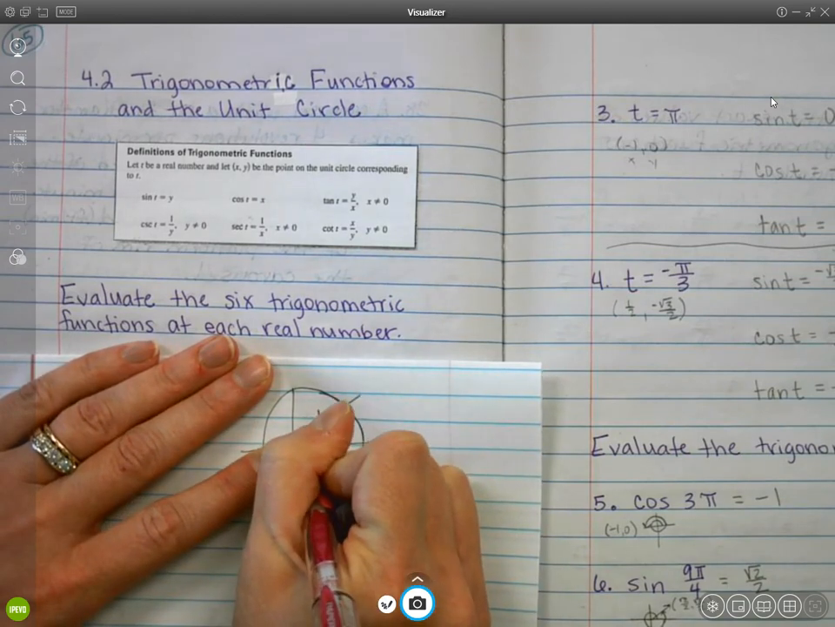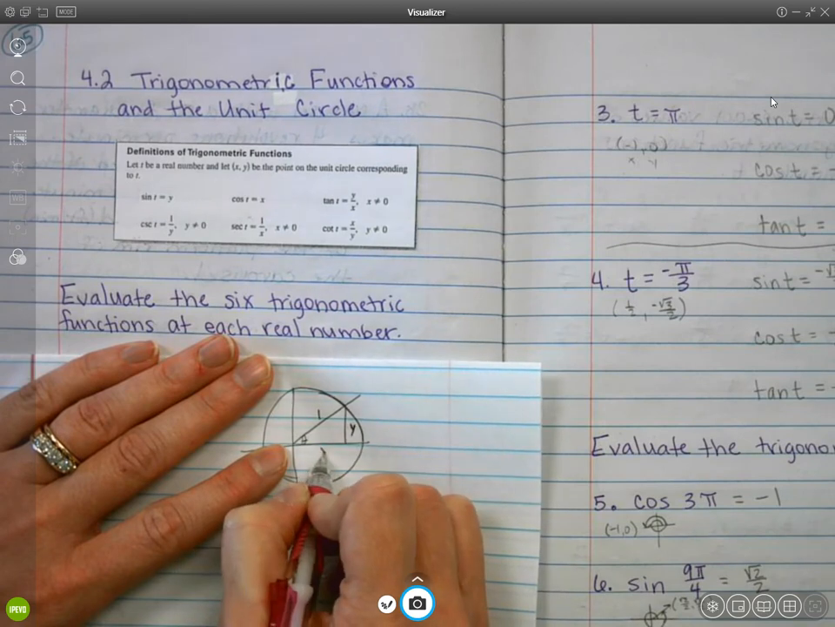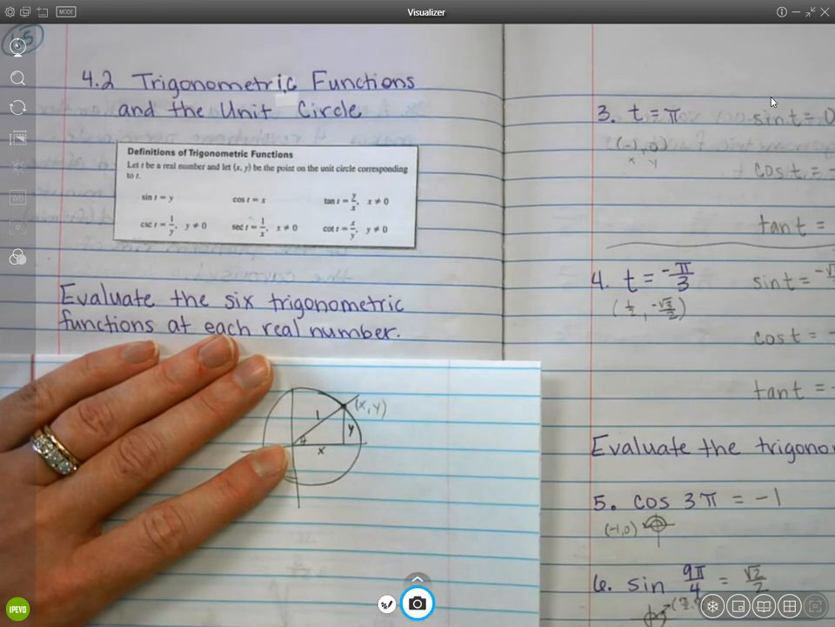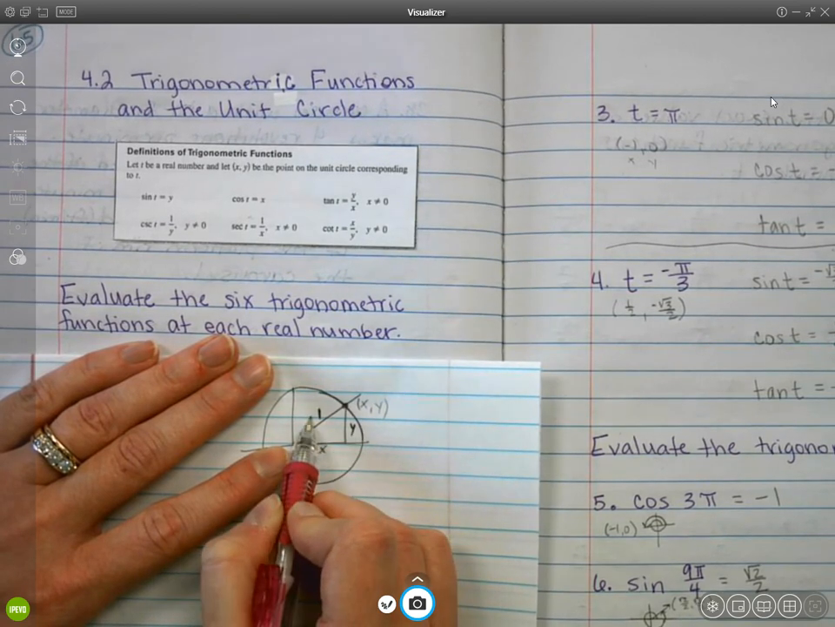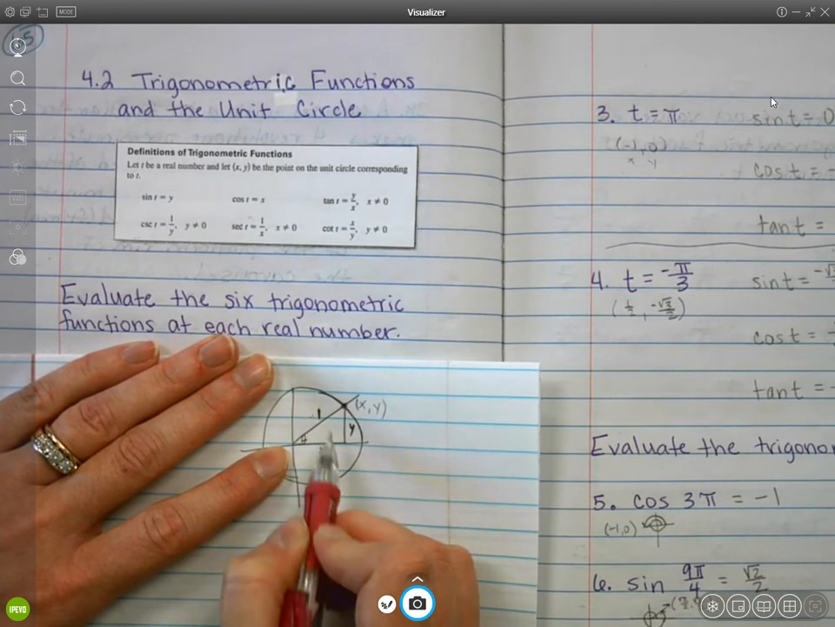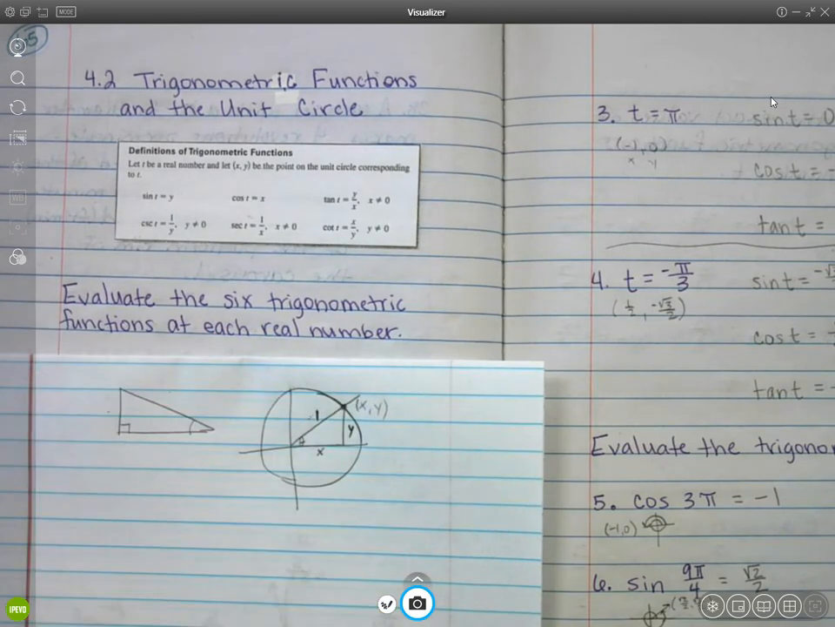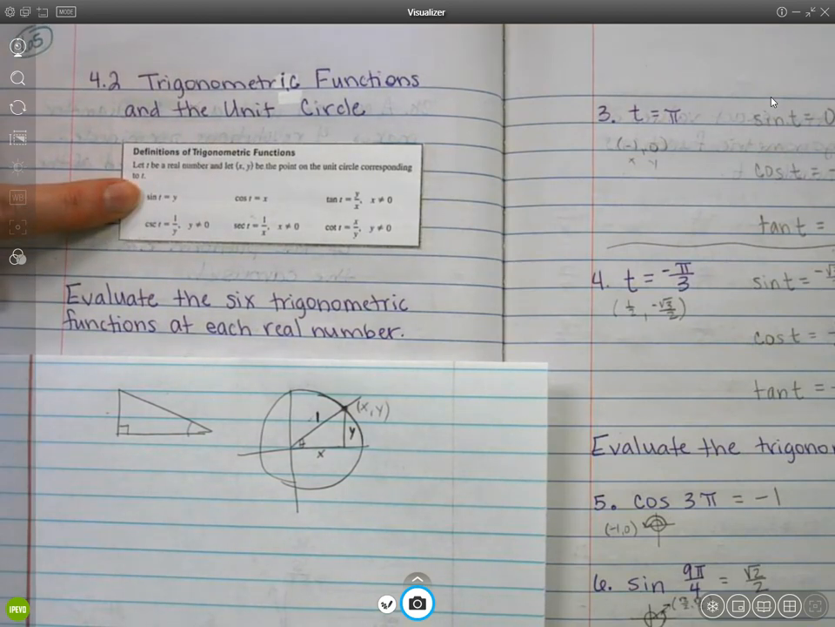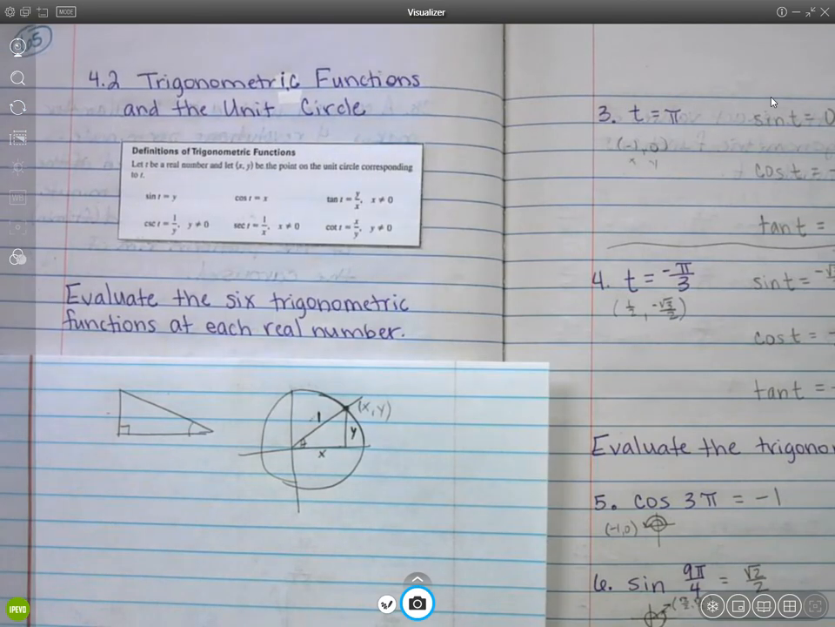Alright, so from your angle, sine is the opposite, which is going to be the y value, because you're going to go x, y to get to this point. Alright, so if the radius is 1, then sine is opposite over hypotenuse, so just y over 1, so just y. Cosine is adjacent over hypotenuse, so just the x. Alright, so at this point, you just need to know sine is the y, cosine is the x, tangent is y over x. And then cosecant is the reciprocal of sine, secant is the reciprocal of cosine, and cotangent is the reciprocal of tangent.